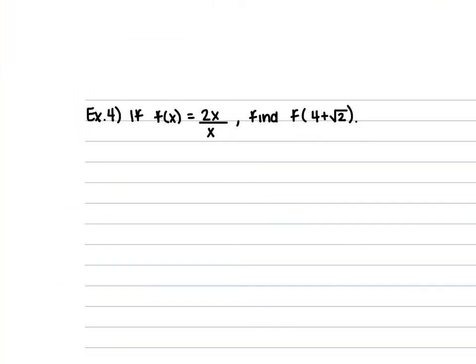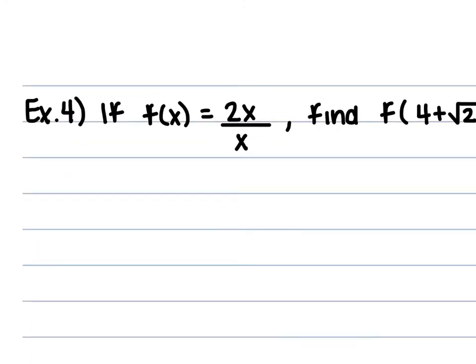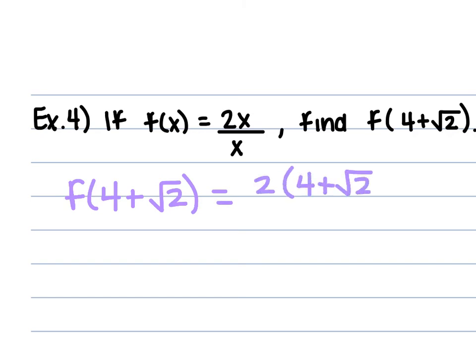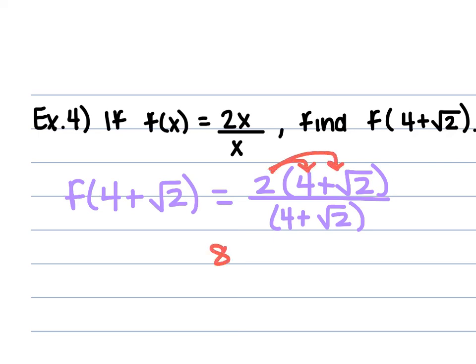For our last example, we have f of x is equal to 2x over x, and we're finding f of 4 plus square root 2. So we're just plugging these values in. So f of 4 plus square root 2 is going to equal 2 times (4 plus square root 2) all over (4 plus square root 2). So we're going to distribute first with the 2. This is going to give us (8 plus 2 square root 2) all over (4 plus square root 2).